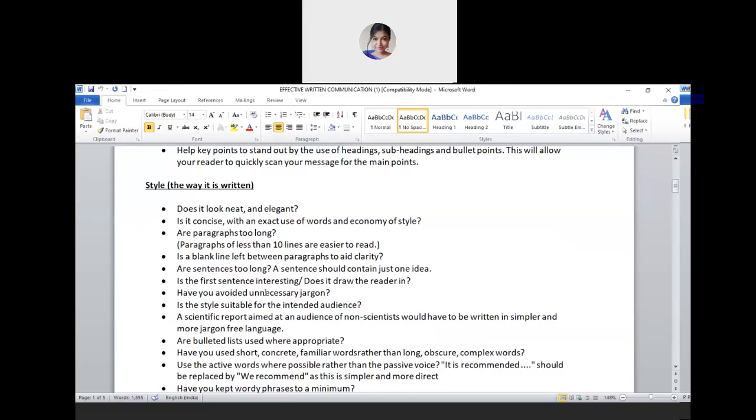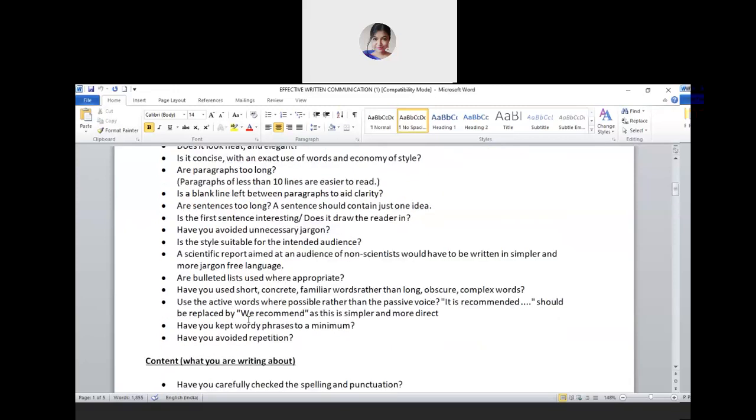That is the style that you need to follow when you write. It should be clean, it should be concise, you must use the exact words, and you must not confuse the reader. The paragraphs must not be long, and the sentences should not be too long. One sentence must have only one idea, and you must try to make your writing a bit interesting, and try to figure out the type of the reader, and that's how you need to write.